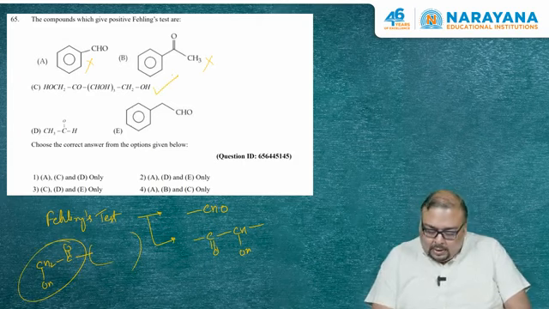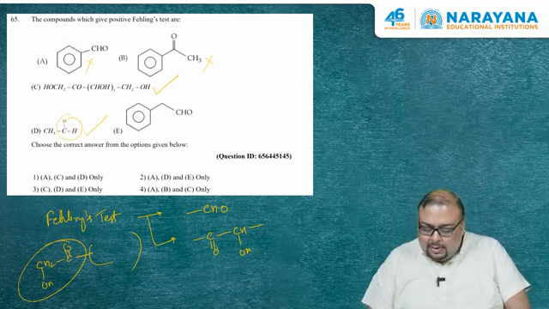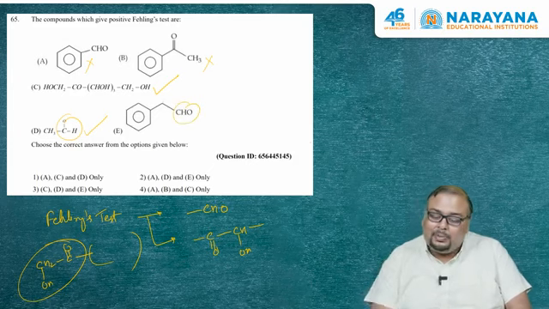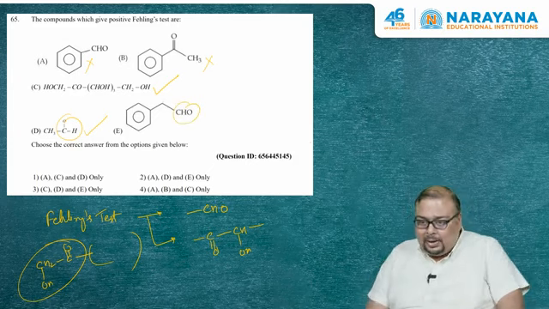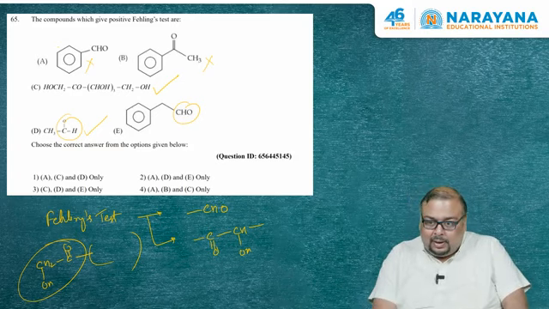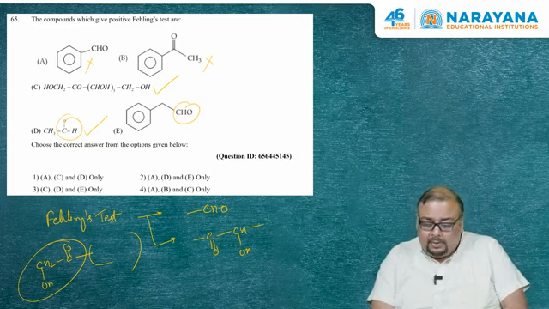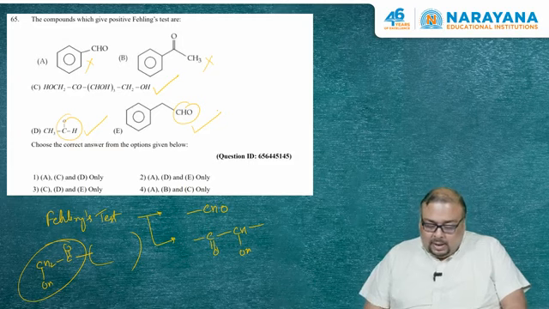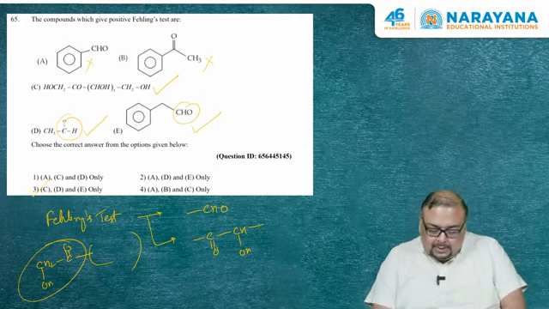CH3CHO contains a CHO group, so it will give the Fehling's test, and this also contains a CHO group, and it's an aliphatic aldehyde. You see, option A is an aromatic aldehyde. Aromatic aldehyde will not give Fehling's test, but this is an aliphatic aldehyde. CHO is connected to an aliphatic carbon, so it will give the Fehling's test. So C, D, and E will give the Fehling's test. So the correct option should be option 3.